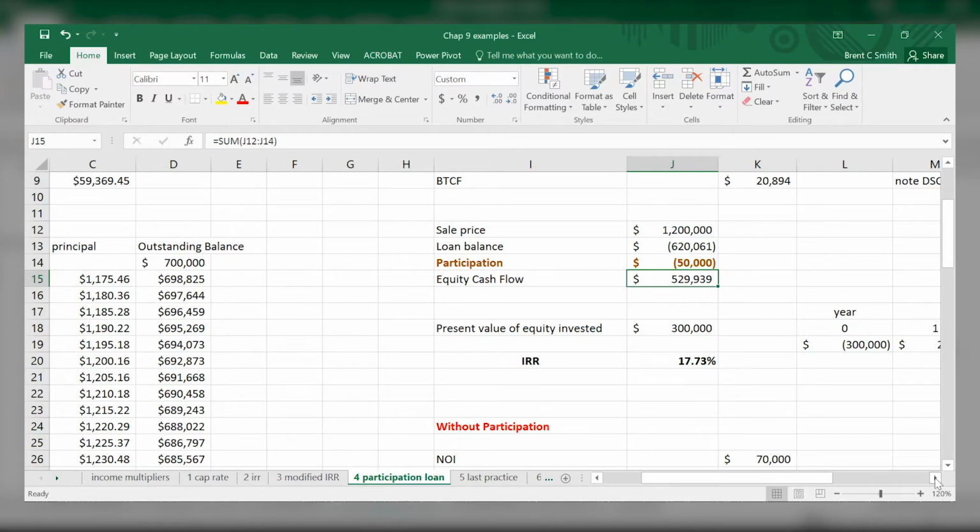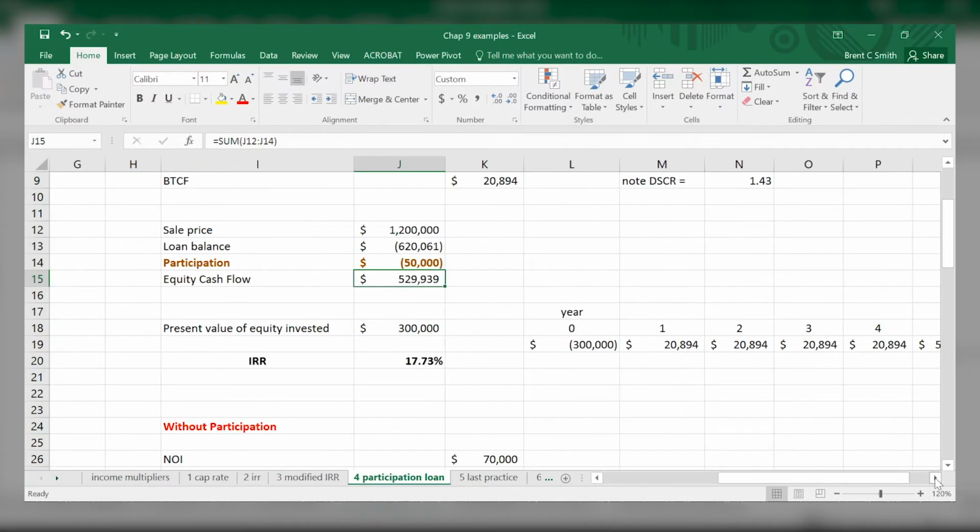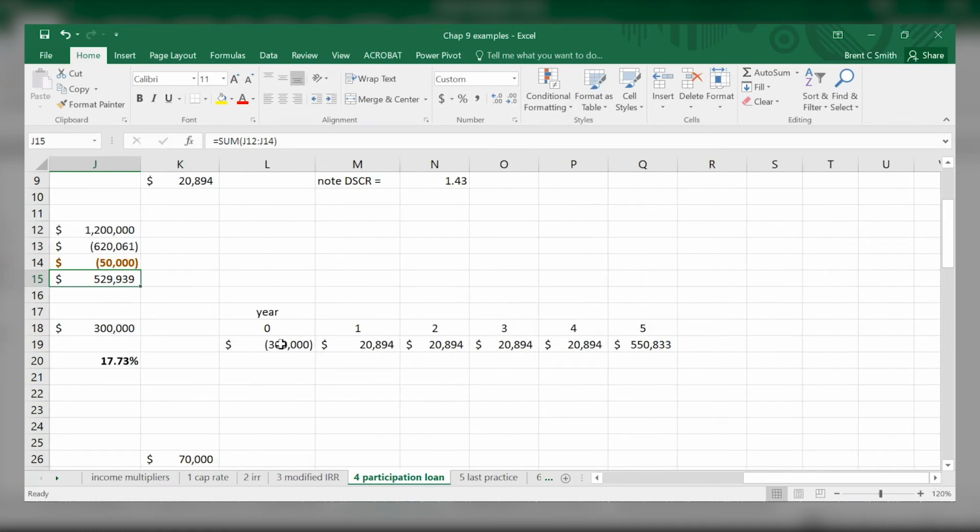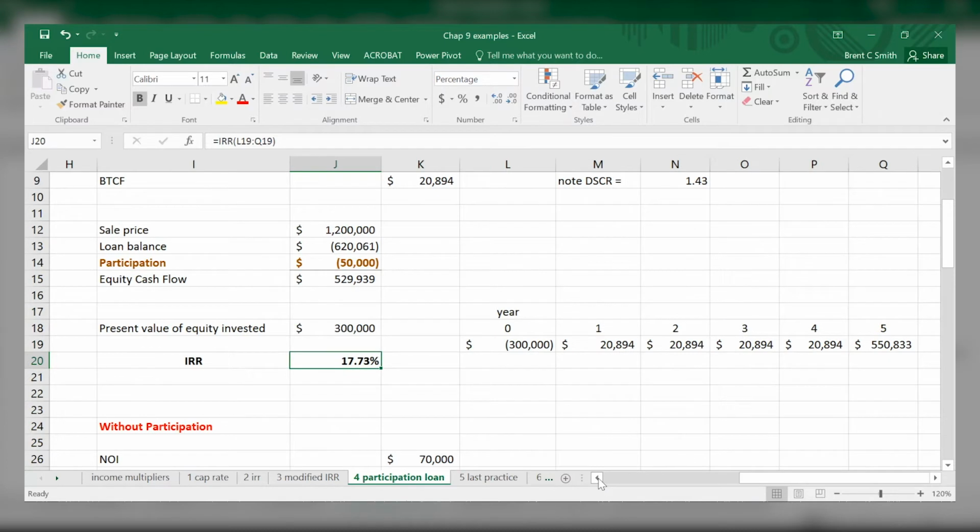Let's find out what the IRR is then with the participation option. So we paid the $300,000 out. You and I calculated the before tax cash flow at $21,000 a year, remembering that the leases were static. We get that on the year 5 operating cash flow story, and we also receive the $530. So our year 5 cash flow then is $550. That generates an IRR of just under 18%.